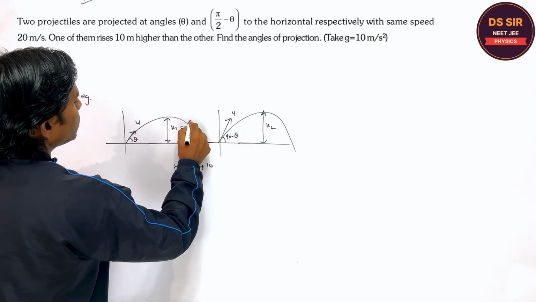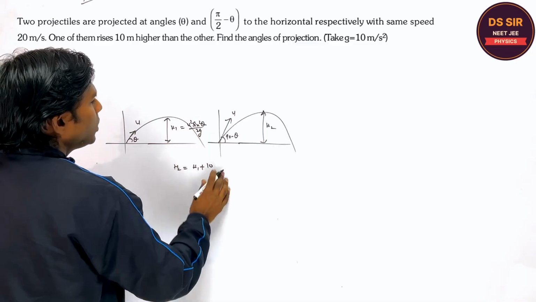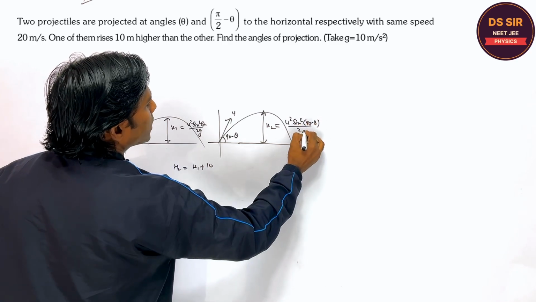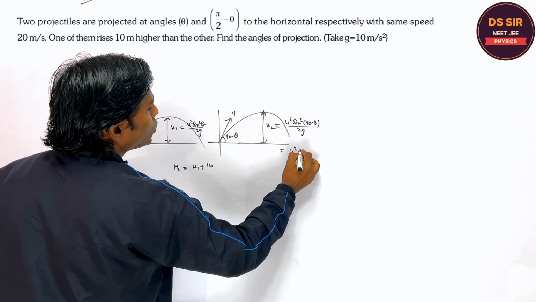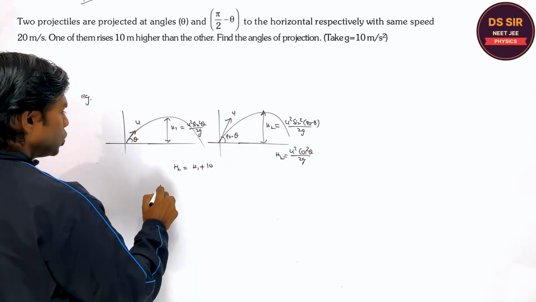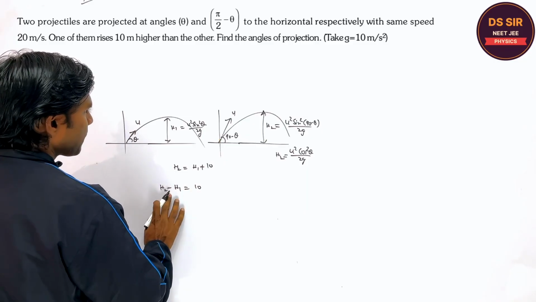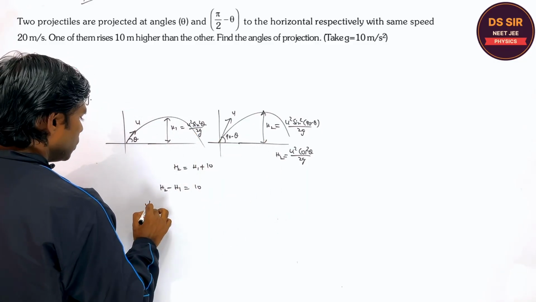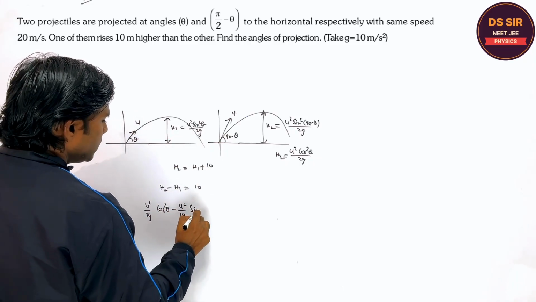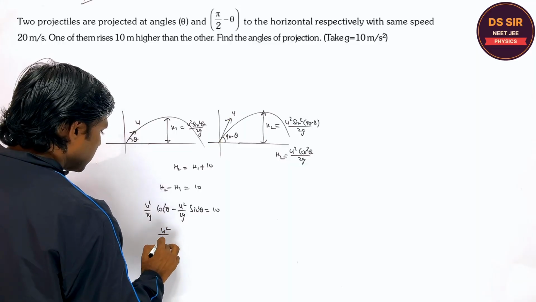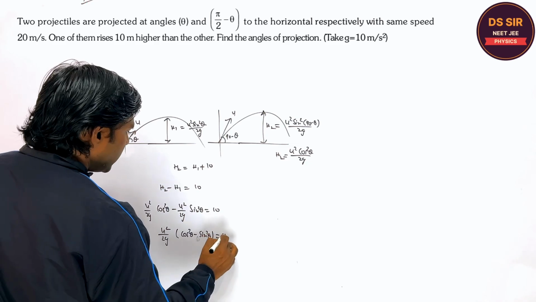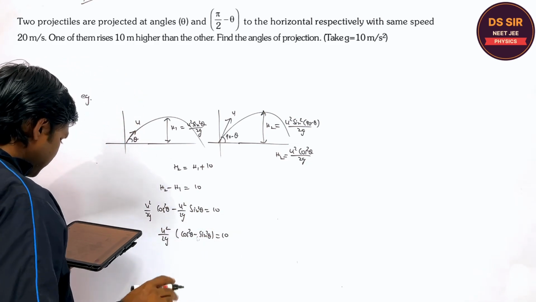So what is the h1? It is u square sine square theta upon 2g. What is the h2? It is u square sine square 90 minus theta upon 2g. Again, I will write it u square cos square theta upon 2g. I think you are getting or not? Fine. So h2 minus h1 is equal to 10. This is the h2, cos square theta. This is the h1, sin square theta, into 10. So I will take cos square theta minus sin square theta is equal to what? 10.